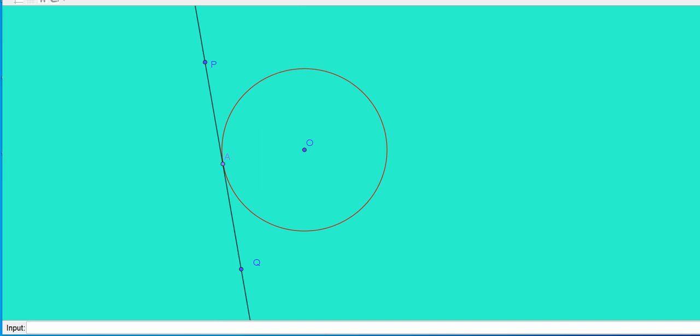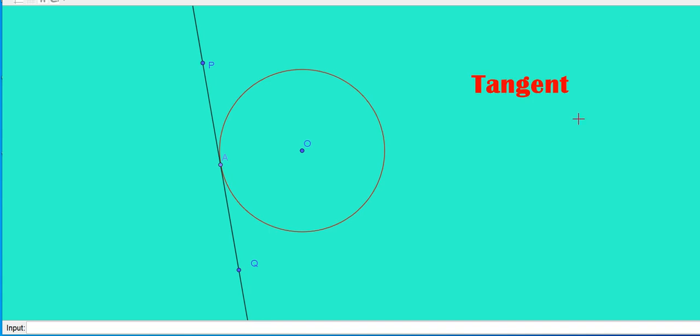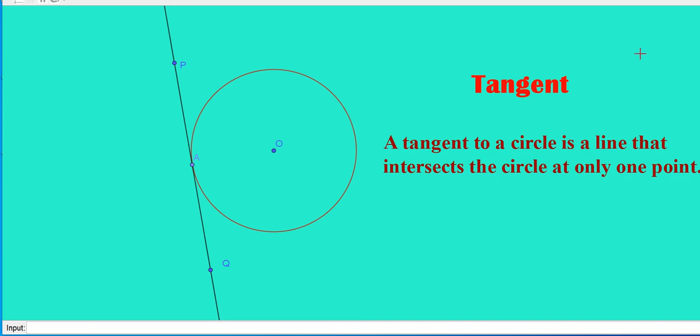Now this is the third case. Here you can see line PQ and the circle have only one common point. In this case, we can call this line PQ a tangent to the circle. So we can define tangent as: a tangent to a circle is a line that intersects the circle at only one point.